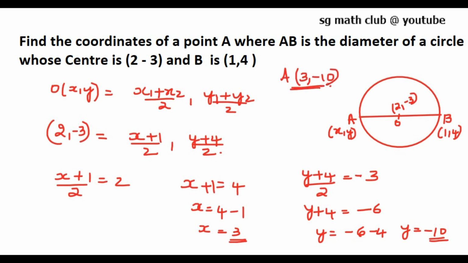So in both the problems we have used the midpoint formula. Midpoint formula is a special case of section formula. Midpoint means it divides the line segment into two equal parts. So the ratio we have taken as 1:1 in the section formula and we have derived the midpoint formula as (x1 plus x2) by 2 and (y1 plus y2) by 2.